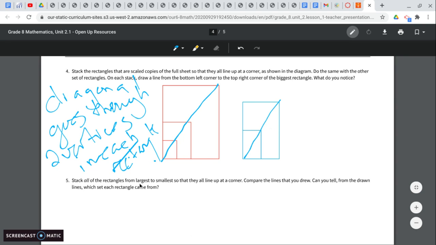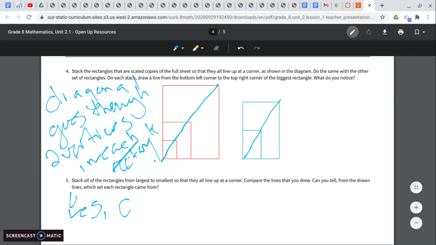All right, for number 5, stack all the rectangles from largest to smallest so they all line up at a corner. Compare the lines that you drew. Can you tell from the drawn lines which set each rectangle came from? So if we were to put these 2 sets of stacks on top of each other so that we could see all of them piled on top, would we be able to tell, if we had the diagonals, which ones went with which? Yes, we would be able to. The diagonals of the second set lie above the diagonals of the first one.